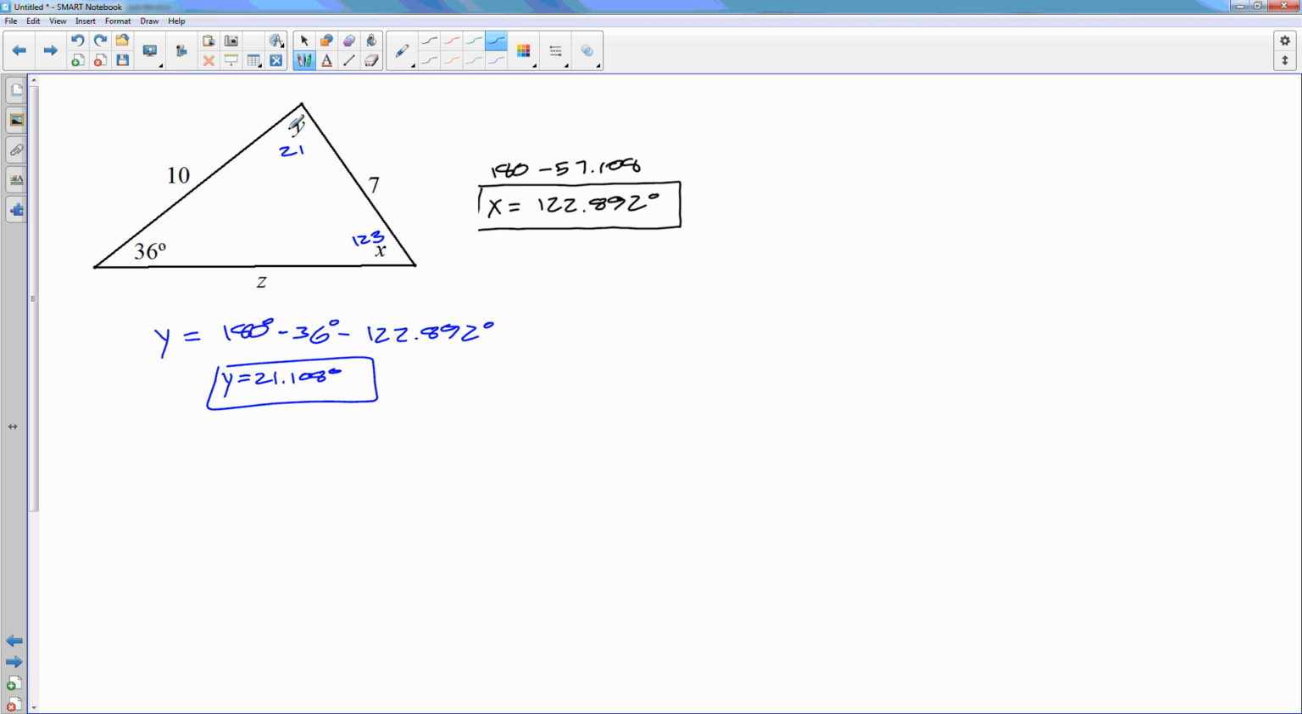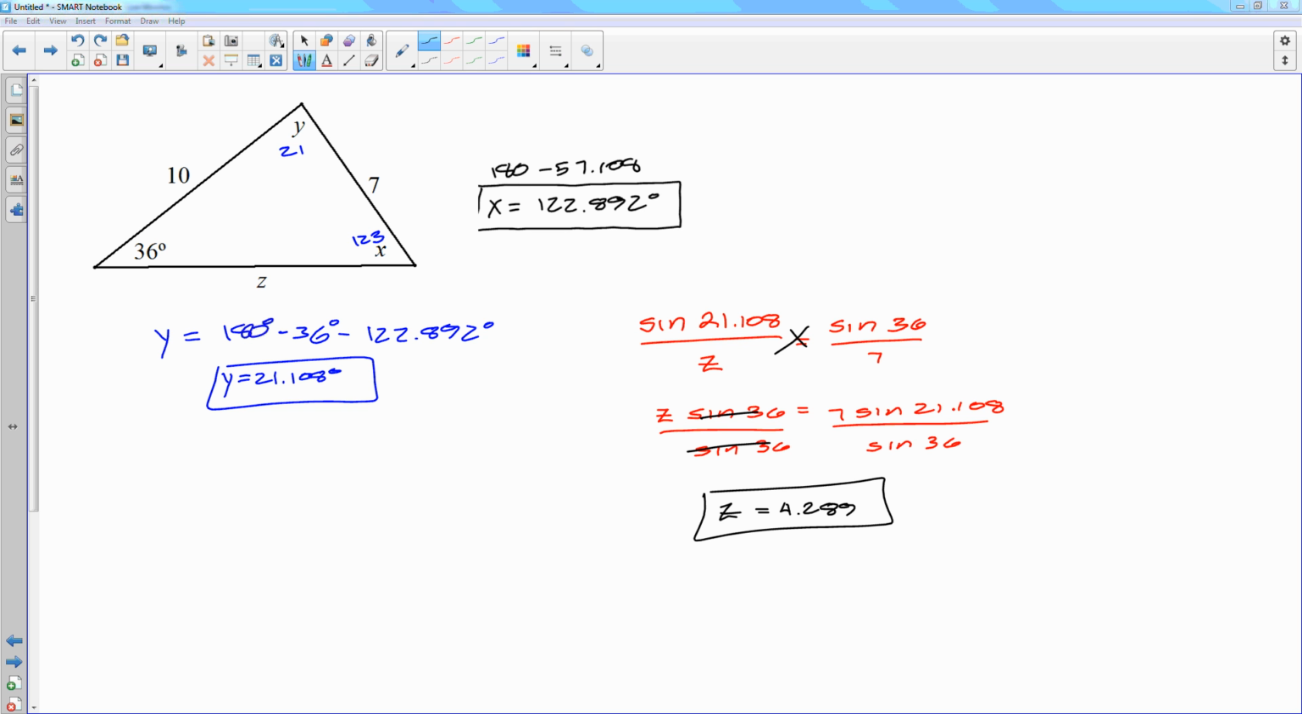So now that I have y to be 21, I'm going to set up the law of sines, and I'm thinking ahead. y is my smallest angle, so z should be my shortest side. That's what I'm going to look for when I set up and solve for z. There we go. So I set up, I cross-multiplied, and I punched all of this in the calculator. I got z to be 4.3-ish. 4.3 is my smallest side.